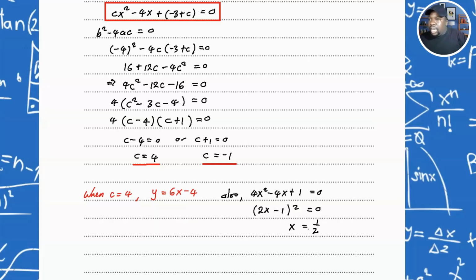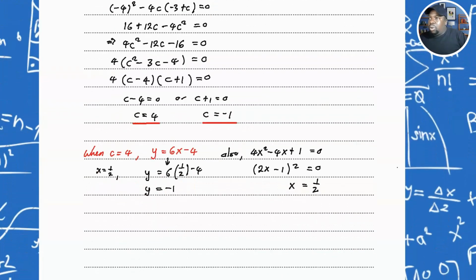Okay, and solving for x here, we should get x coming out as a half. All right, and when x is a half, y will be 6 of a half minus 4, which is 3 minus 4, which is minus 1. So basically, the coordinates here will be half as the x coordinate and minus 1 as the y coordinate. So half and minus 1, that's much better, isn't it?